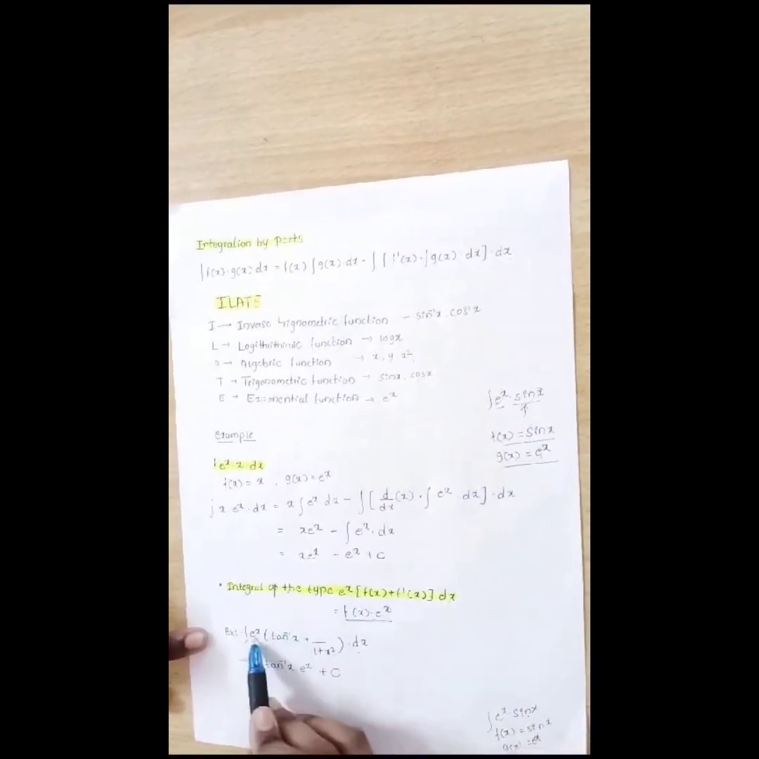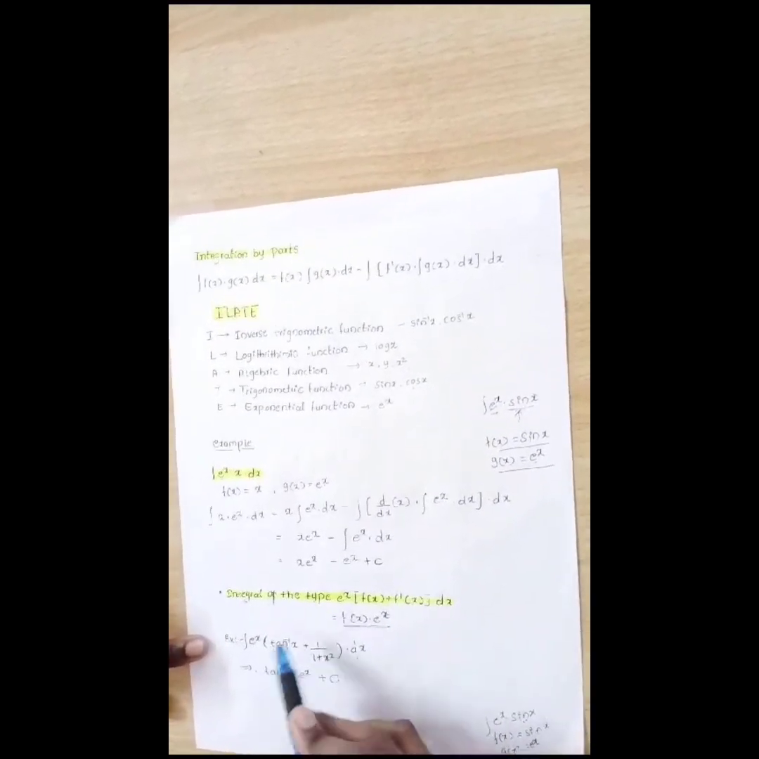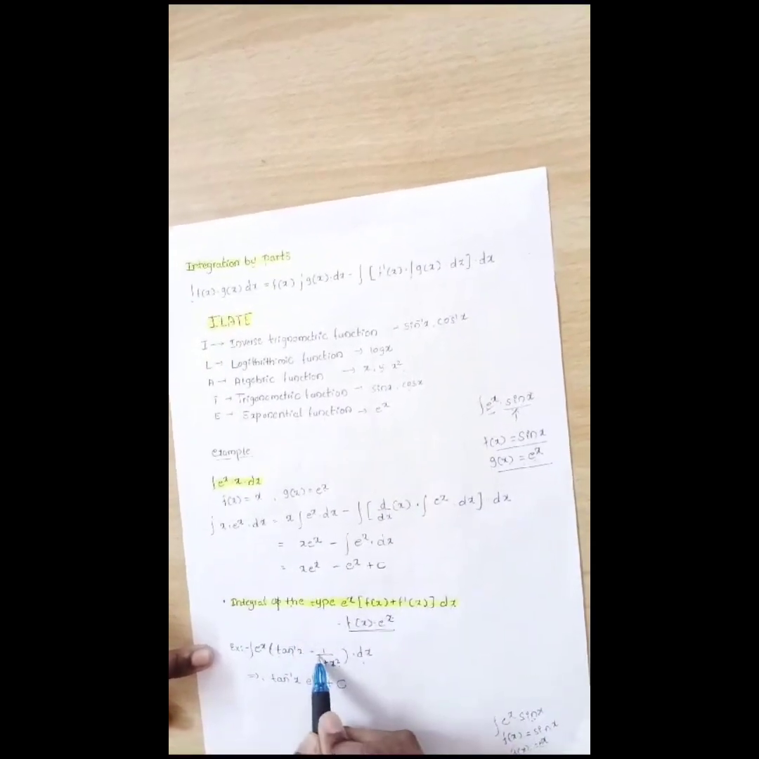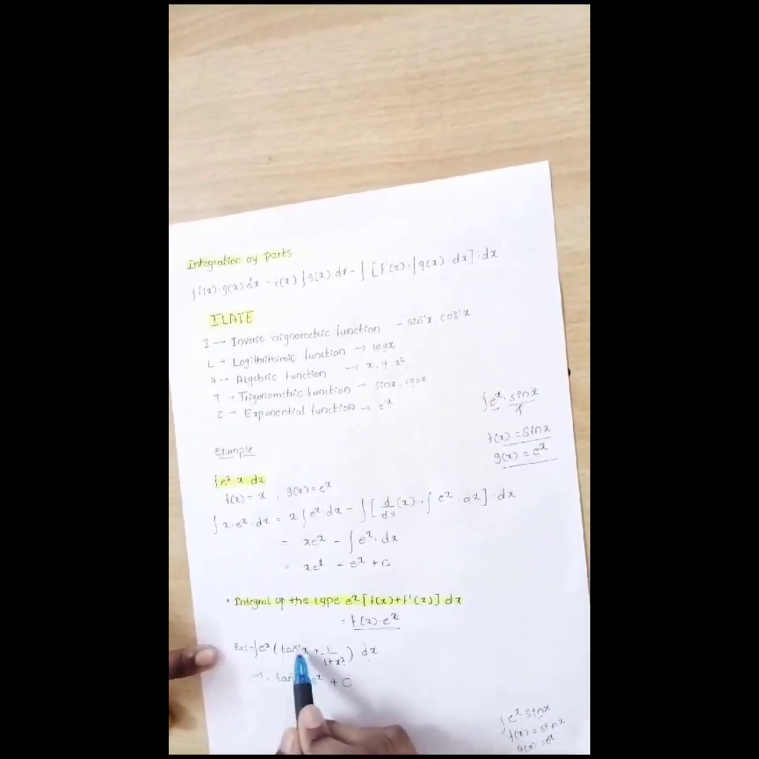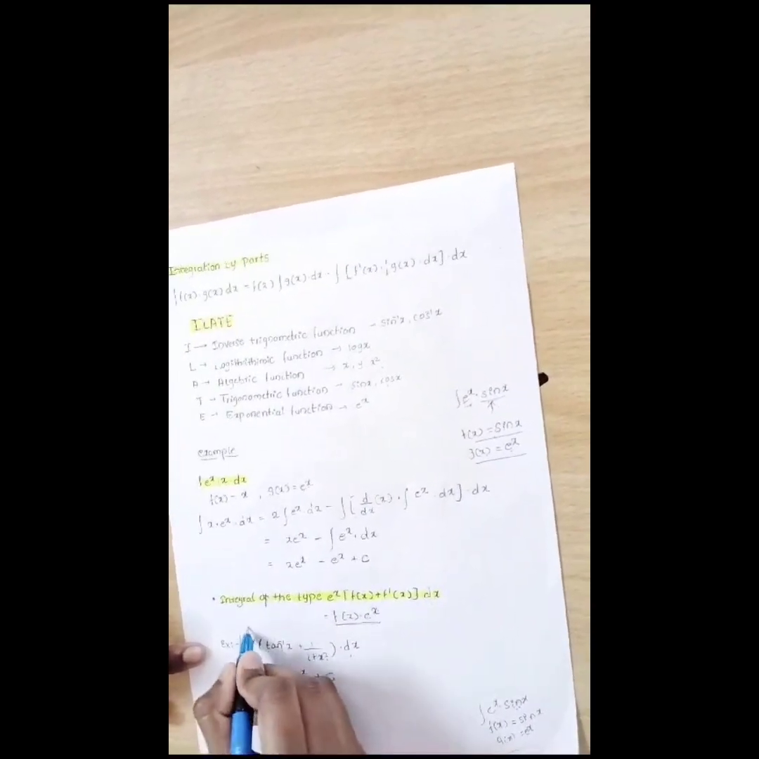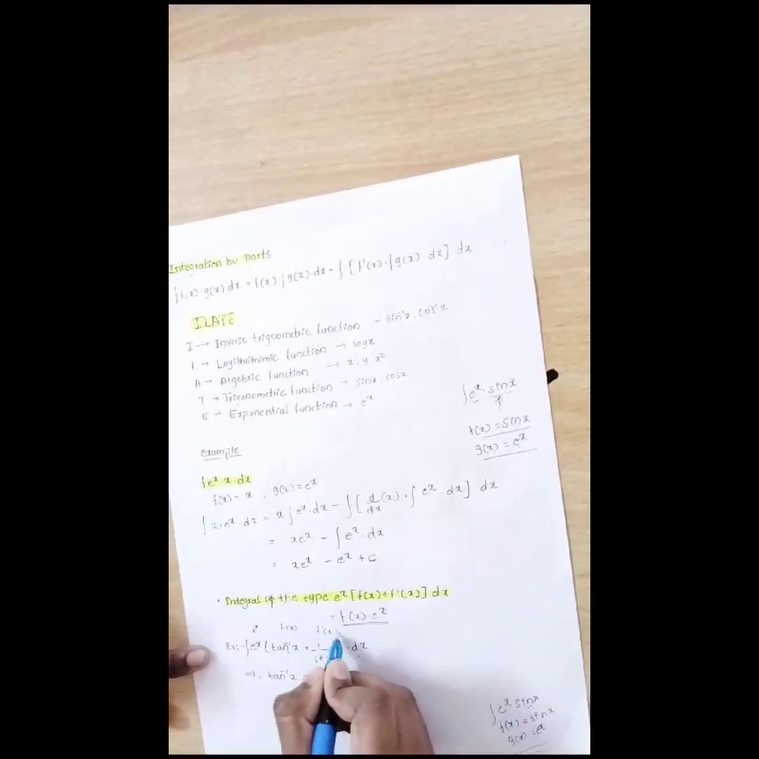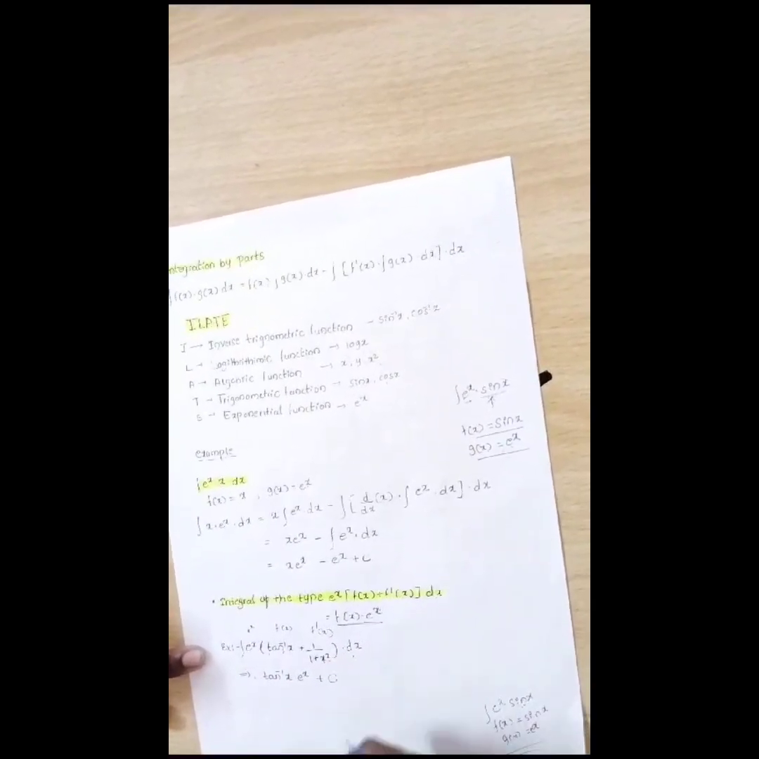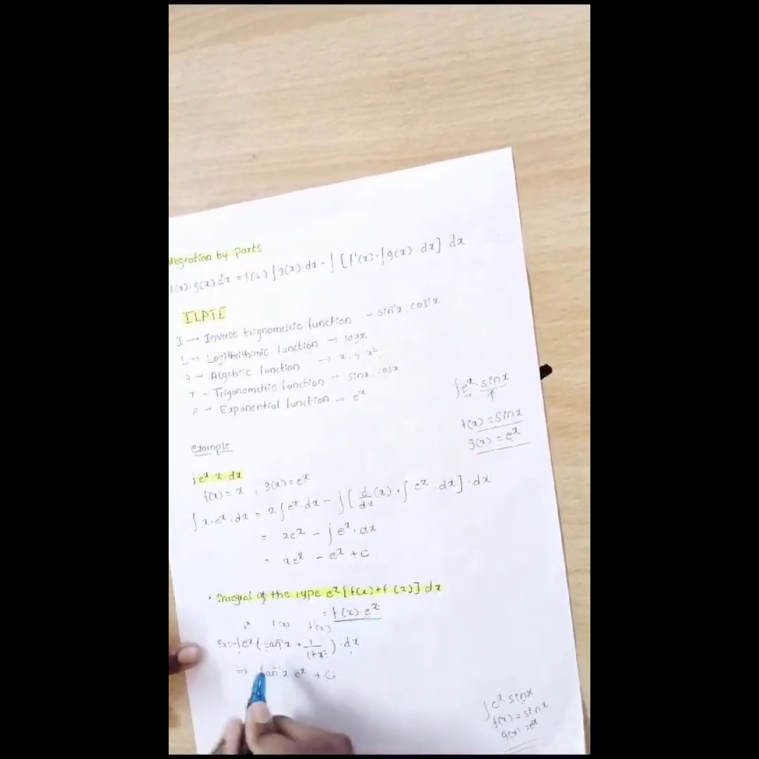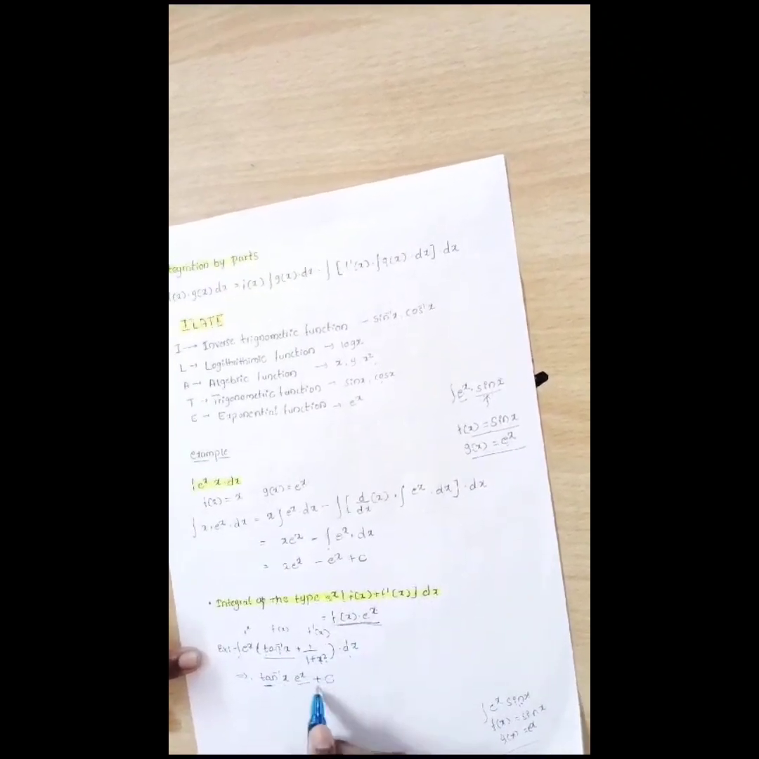So here e raised to x is there, and f(x) means tan inverse of x, like this any function, and f'(x) means the derivative of this function. The derivative of tan inverse of x is 1 divided by 1 plus x square. So here it is e raised to x, and this is f(x) and this is f'(x). So now we can answer this question within seconds, and the answer is f(x), that is tan inverse of x, times e raised to x, plus c.